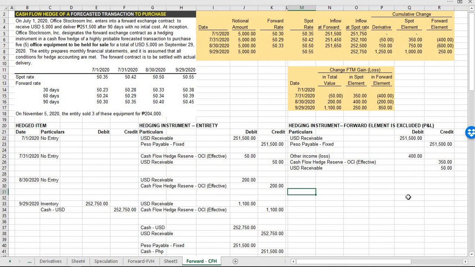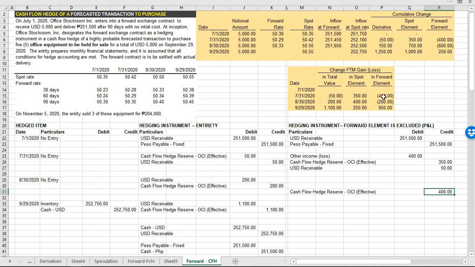So, ngayon, punta na tayo sa August 30, 2020. So, unahin natin yung change sa spot element. Ang sabi rito, 400 pesos. At positive to, ibig sabihin gain. Kaya tayo ay credit cash flow hedge reserve 400 pesos. And again, sabi natin, this will be considered or assumed to be all effective. So, kaya ito ay lahat sa OCI.